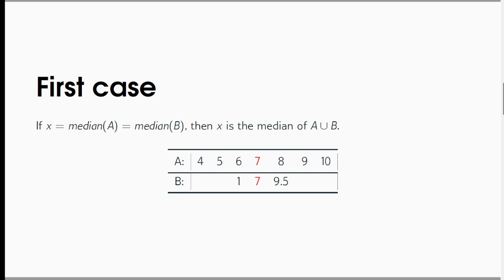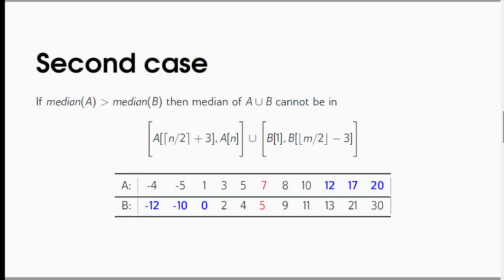Alright, so let's look at the first simple case. If the median of A is equal to the median of B, then it is easy to see that this median is indeed the median of A and B combined, because it will be smaller than half of the total number of elements and larger than half the number of elements when you combine the arrays. Of course, we don't do that in the algorithm. So this case is trivial.